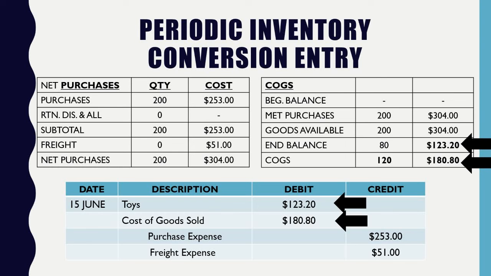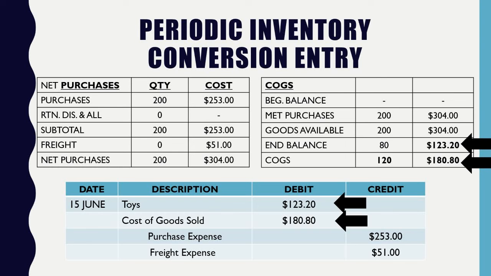I'm going to tell myself that I have inventory left on hand, right? I have 80 units costing a total of $123.20. And I sold 120 units at a total cost of $180.80. So that's going to be put in my cost of goods sold bucket, because in this case, I no longer have them anymore. I sold them, so they no longer exist.